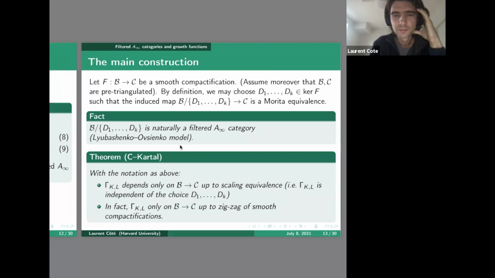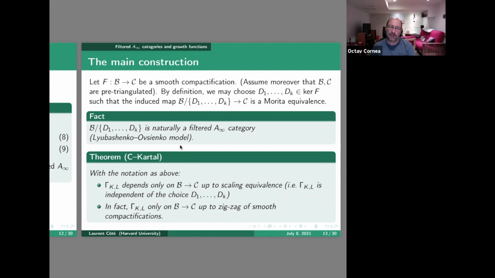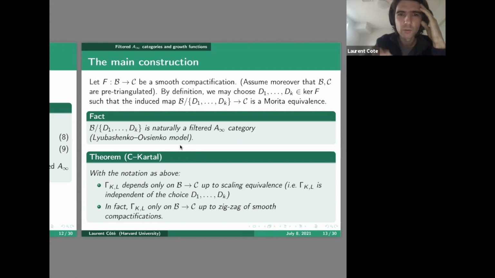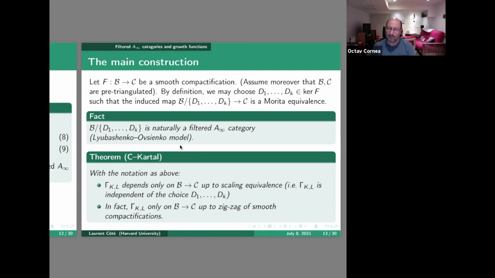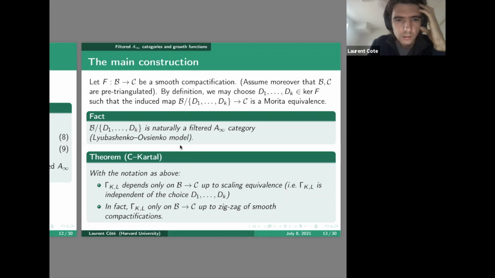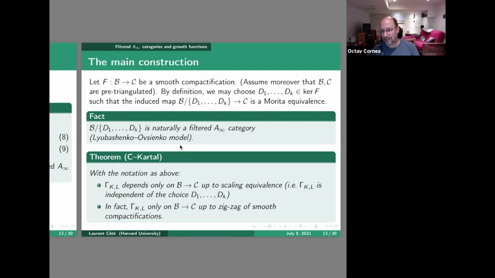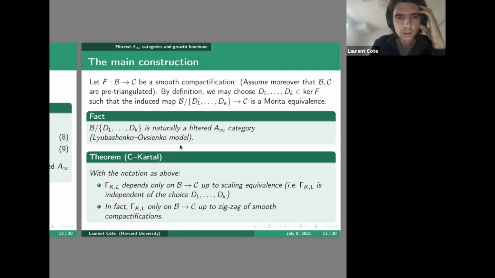Excuse me, Laurent, is the filtration of finite length? If you pick D1 to Dk, then yes. The filtration length is in fact how many elements of the Di's are needed. The filtration length is the word length. Yeah, the word length. Exactly. So it's always finite. Regardless, you could also have an infinite family in the kernel, and it would stop.